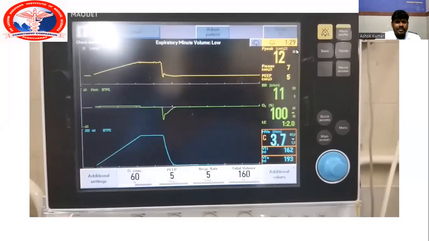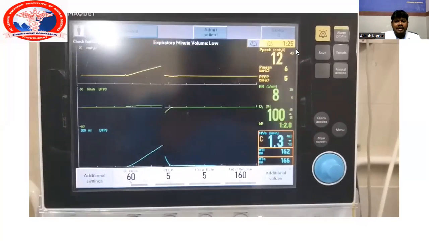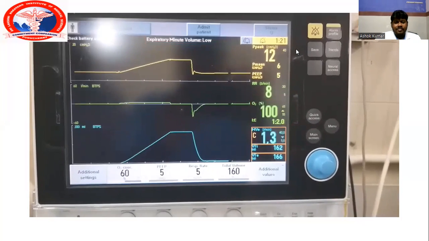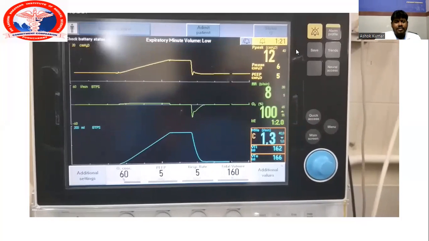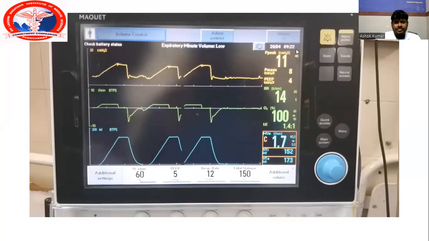The next alarm will be low expiratory minute volume, which is less than 5 liters per minute, and the oxygen concentration is also high. There may be a leak in the circuit, which we can detect by checking the patient. The image also shows low minute volume, less than 5, with a red color indication.